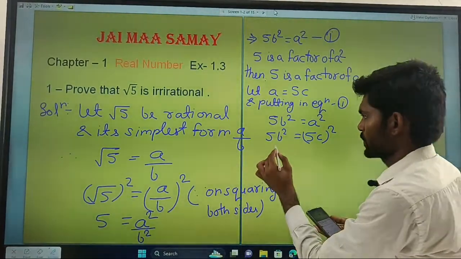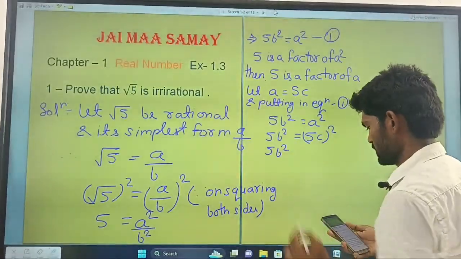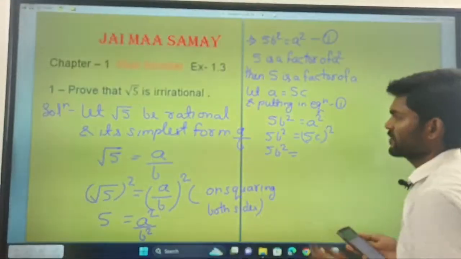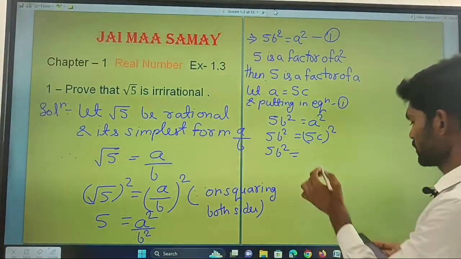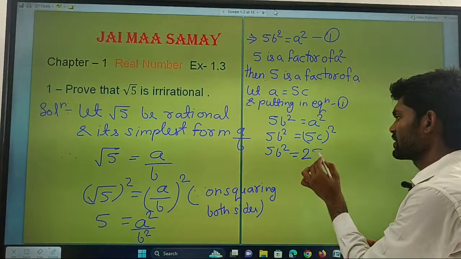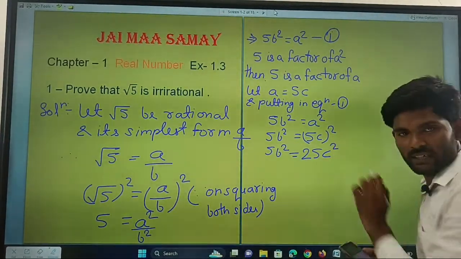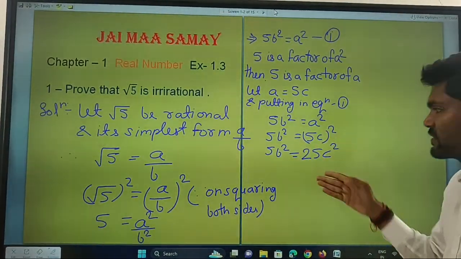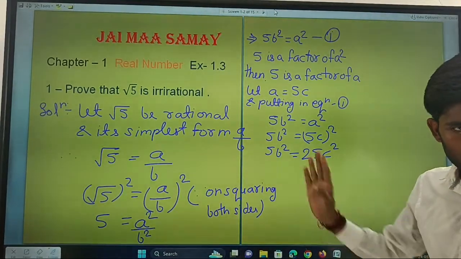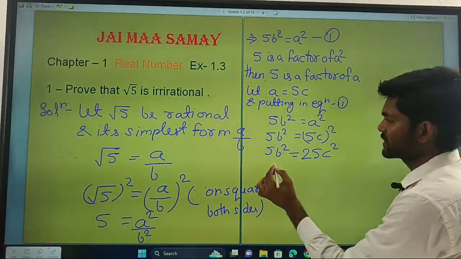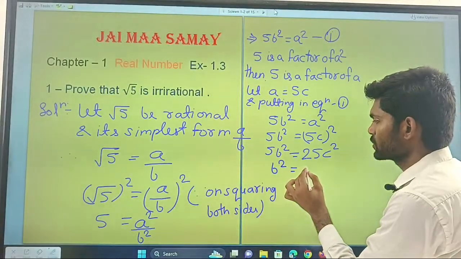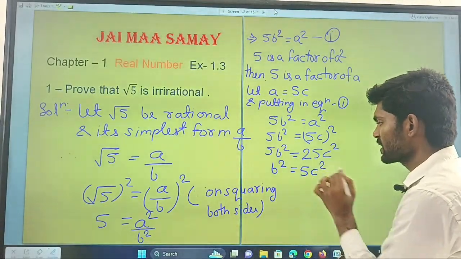Then 5B square equal to 25, C into C, the C square. Na? Both sides divided by 5. Then what do we get here? B square is equal to 5C square. Understand?